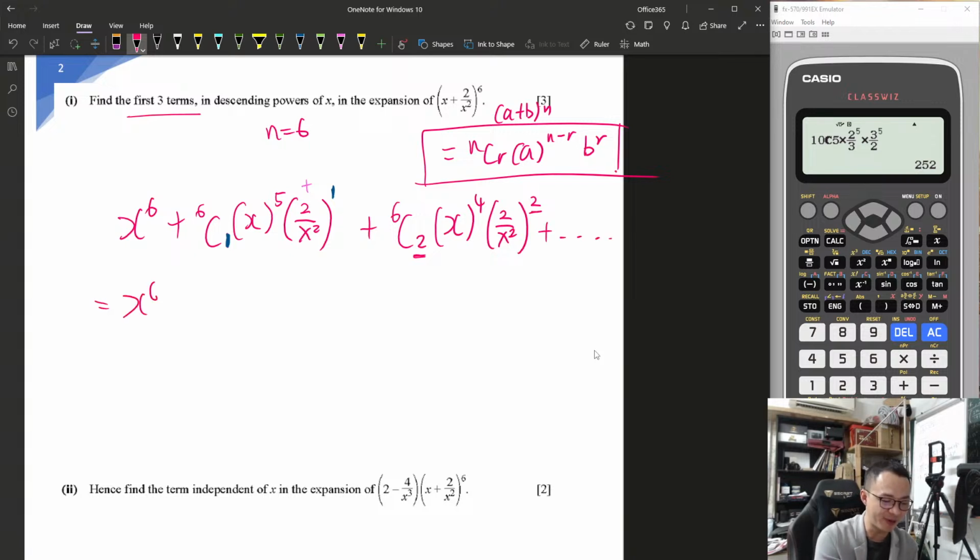And then the first one, x power of 6, is very simple. Okay, this one, you kind of need to simplify. 6C1 is 6, times 2 is 12. So this one is 12. x power of 5 divided by x squared is x power of 3.